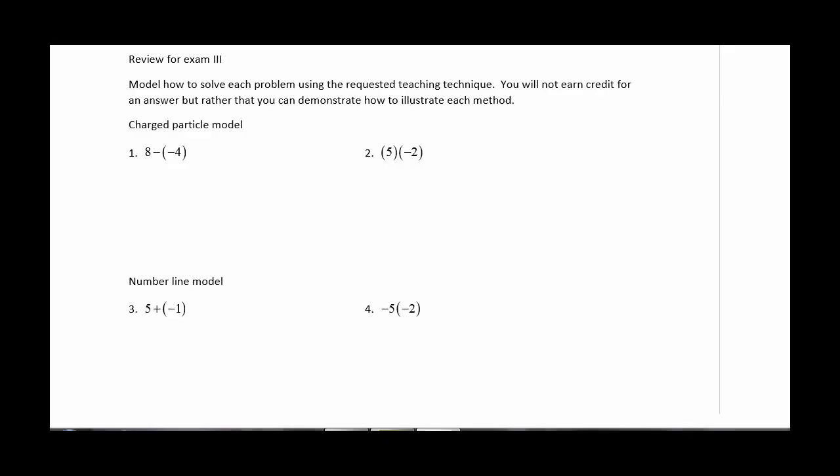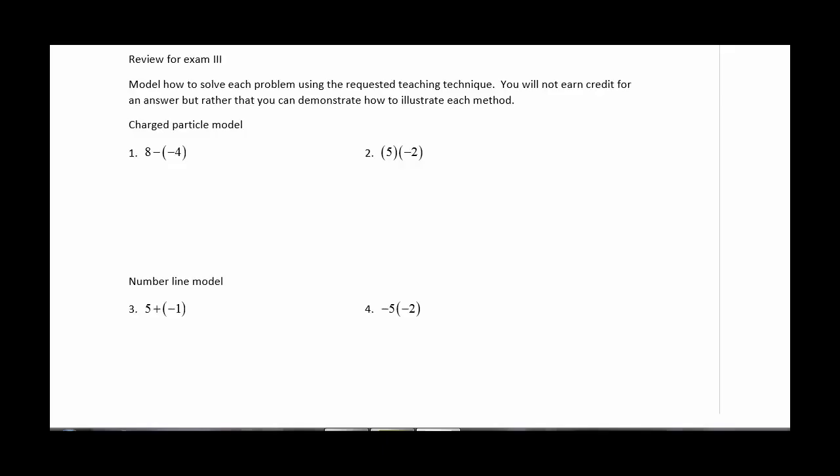Welcome to our third exam review. In this particular test, we're going to start off by modeling various teaching techniques. So what I'm specifically looking for in these types of questions is not that you know the answer, it's that you know how to demonstrate a particular model and how to justify that answer.